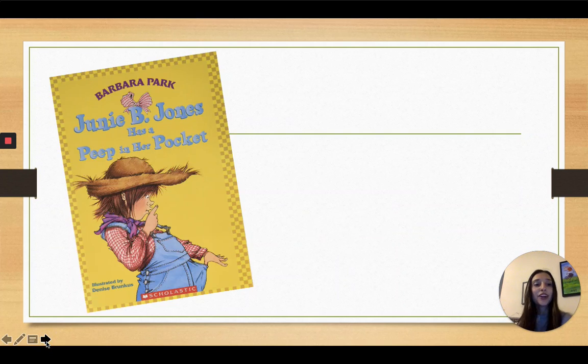All right, so we're going to go ahead and read another chapter of Junie B. Jones Has a Peep in Her Pocket. So today we are on chapter 6, Farmer Flores. While we're reading, I want you to keep in mind my characters, my setting, and what this chapter is telling me all about.